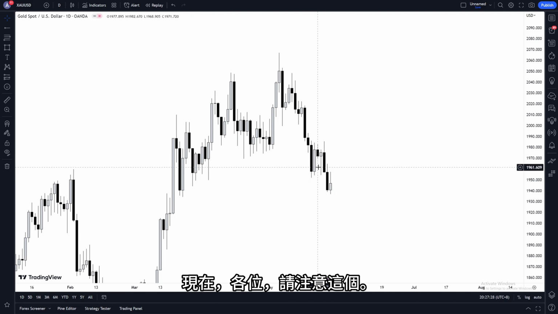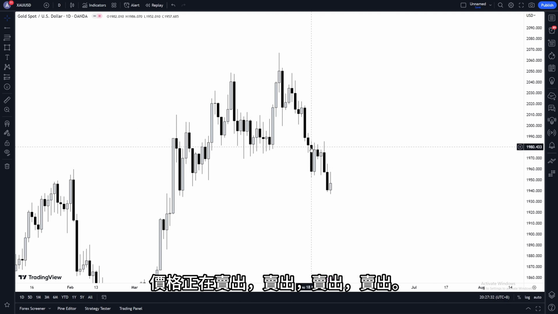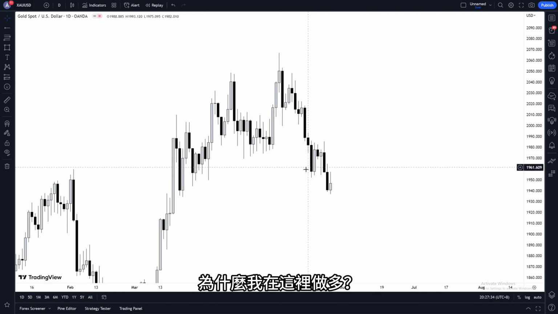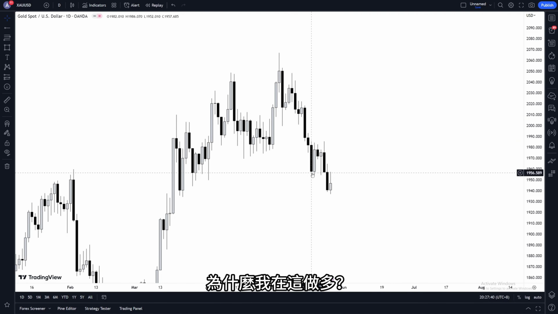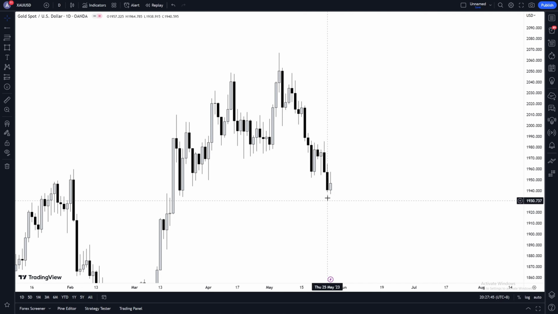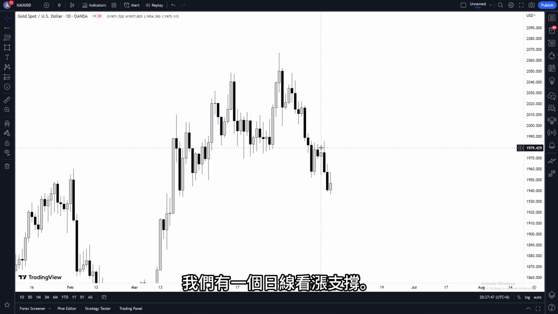Okay, now guys, pay attention to this, please. I want you to reset your brain. Price is selling, selling, selling, selling. Why did I take a buy here? Why? We're in a weekly bearish storyline, a daily bearish storyline. Why did I take a buy right here? I'll tell you why. We had ourselves a daily bullish support.